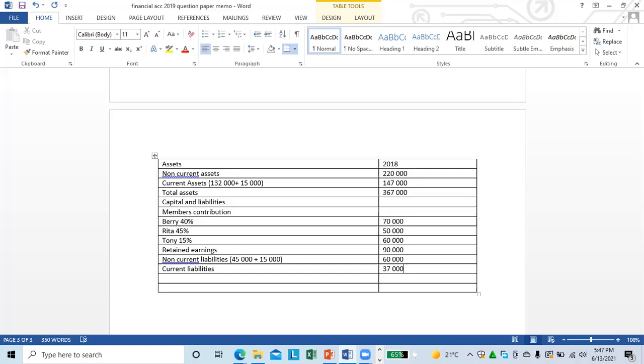330,000. 67,000. 367. 67. So our assets are equal to our liability, capital and liabilities. So that's what you were expected to do. Any questions?